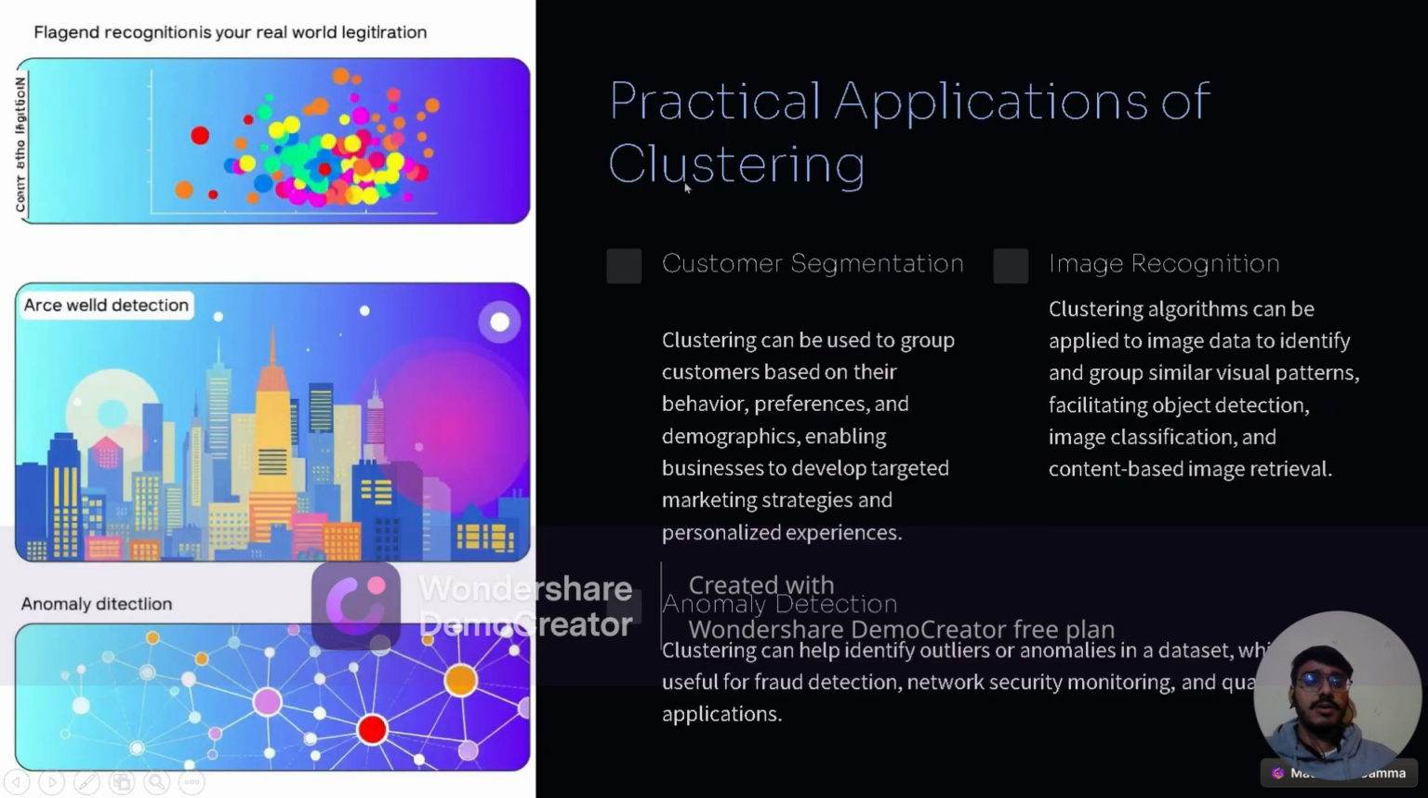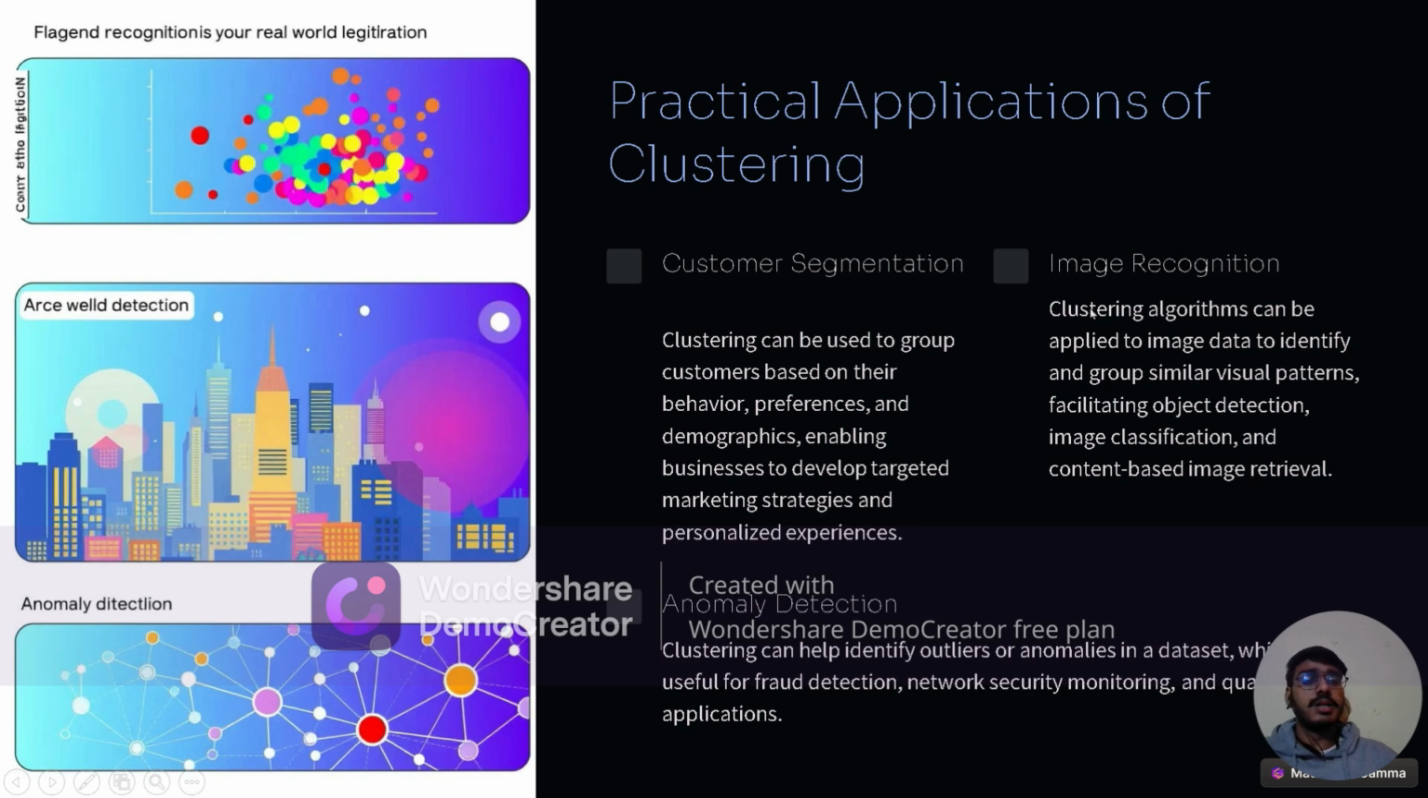Practical applications of clustering. In this slide, we are going to learn about the practical applications. The first is customer segmentation. The second one is image recognition. Third is anomaly detection. In customer segmentation, clustering can be used to group customers based on their behavior, preferences, and demographics, enabling businesses to develop targeted strategies.